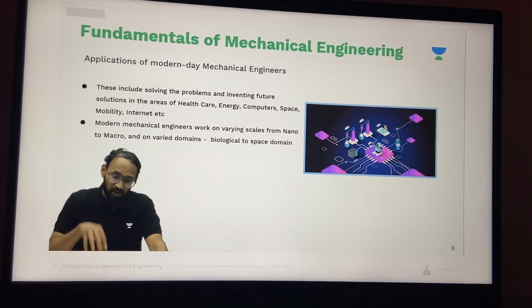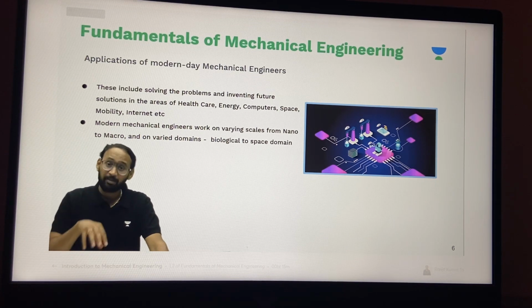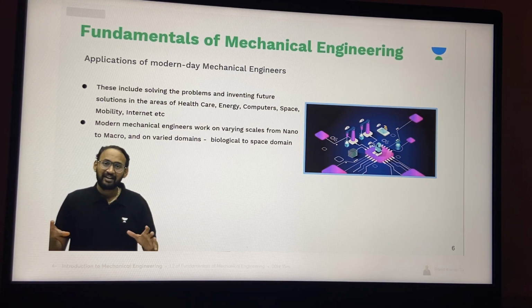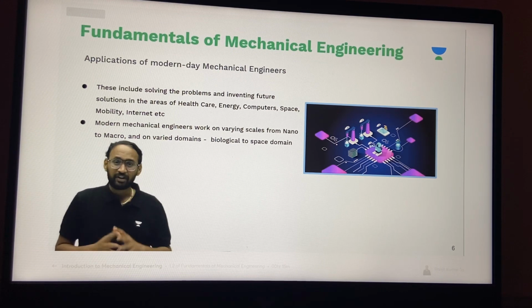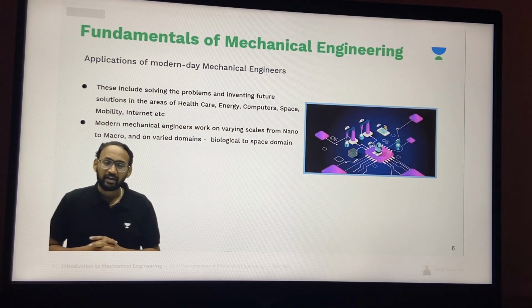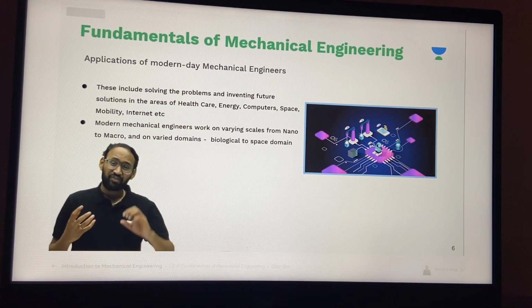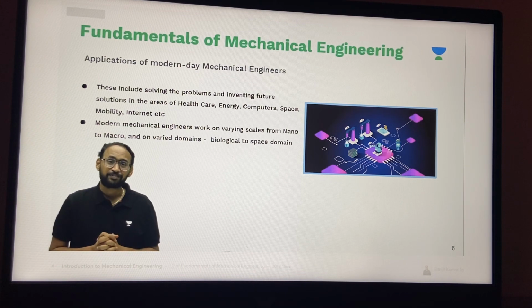Yeah, this is also one of the key successes of not only mechanical engineers but also interdisciplinary engineering, right? So let's take the example of the Mangalyaan project, right? This is something which the Indians could achieve at a fraction of the cost compared to other space agencies.